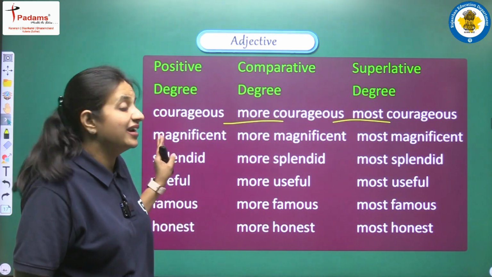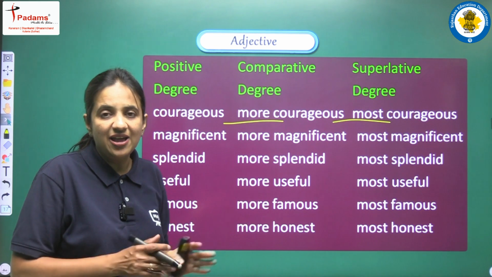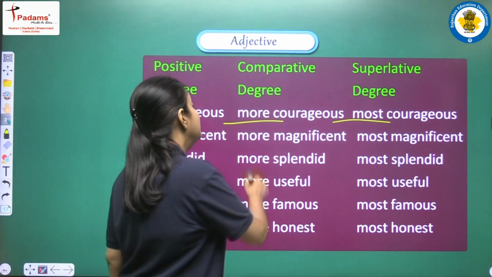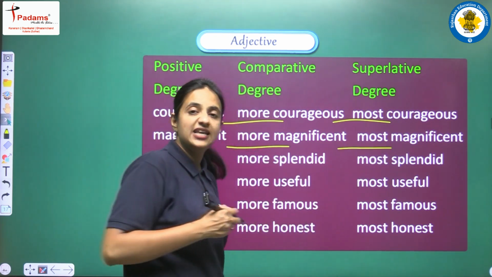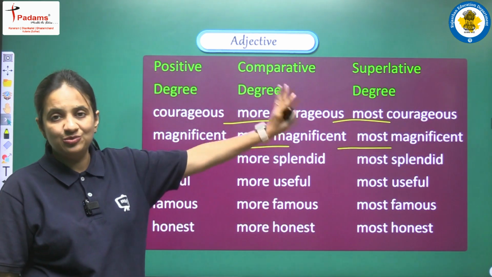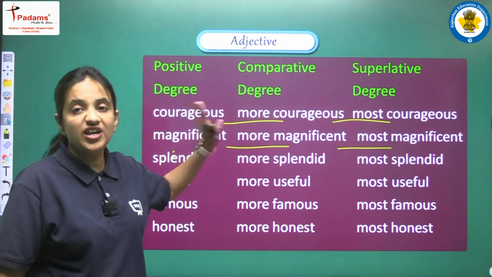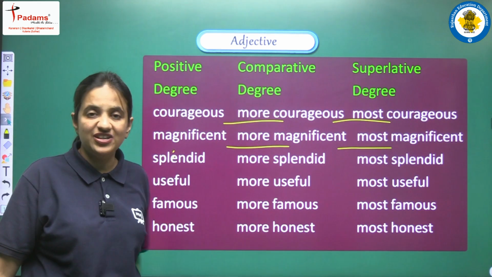Next is magnificent. Yes, we are having एक syllable नहीं है, ज़्यादा syllable word हमें मिला हुआ है. So yes, for that we have to do the same thing. We are adding more and most. So it will be magnificent, more magnificent and most magnificent.